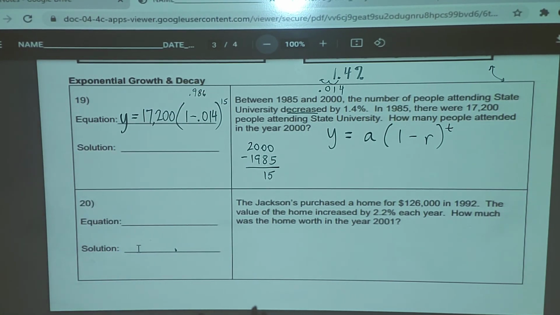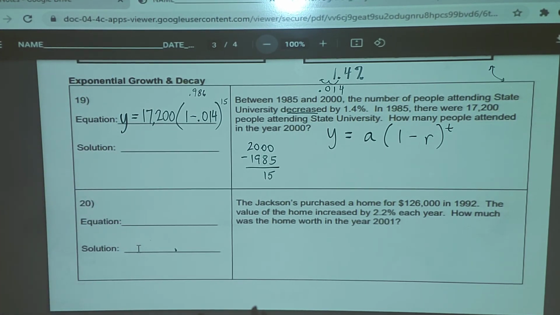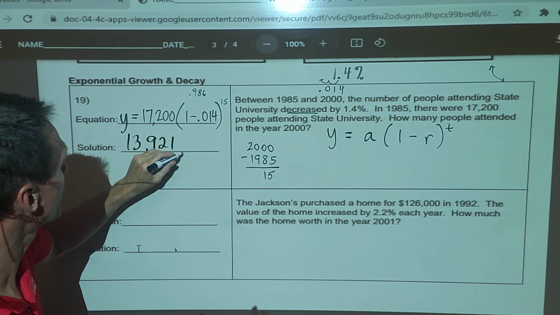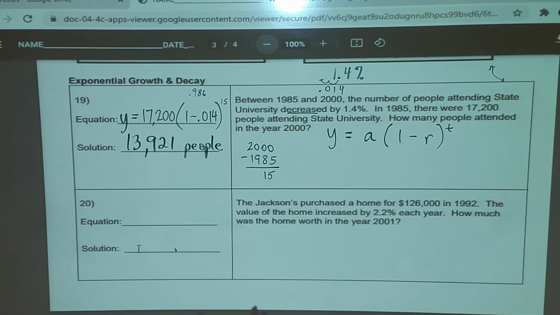I'm going to plug this in my calculator, not into y equals. I'm just going to compute what this gives me. And when I work that out, I get 13,921 people. Now you may wonder, why do we not round that to a certain decimal point? We're dealing with people. We're going to consider everybody a whole person. So we do not need any numbers after the decimal. 13,921 people.